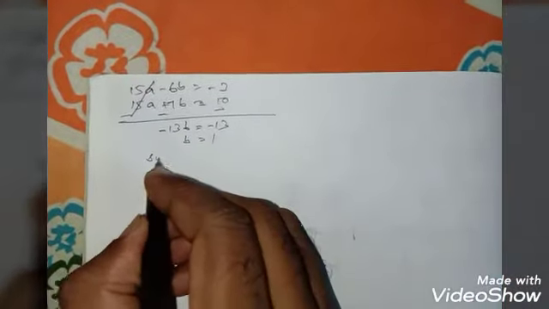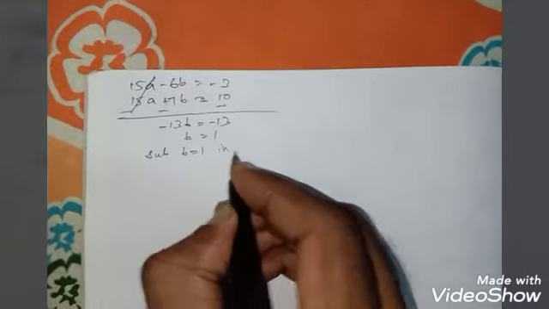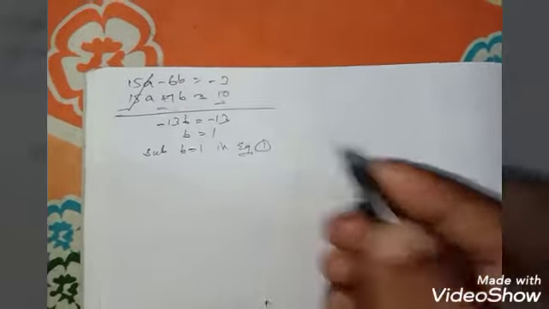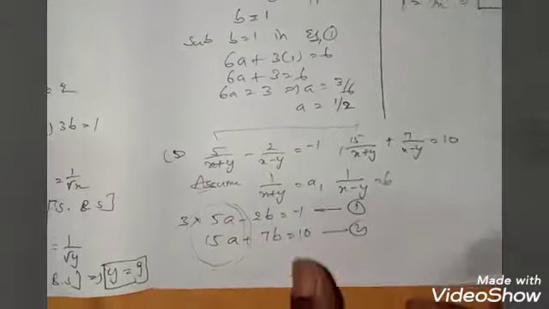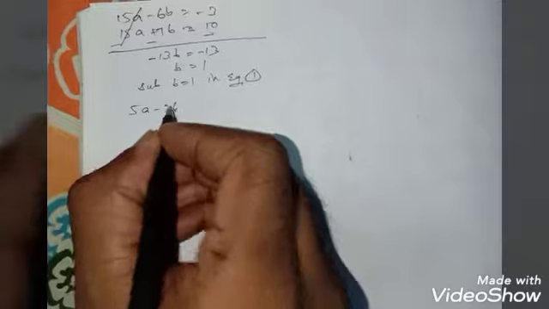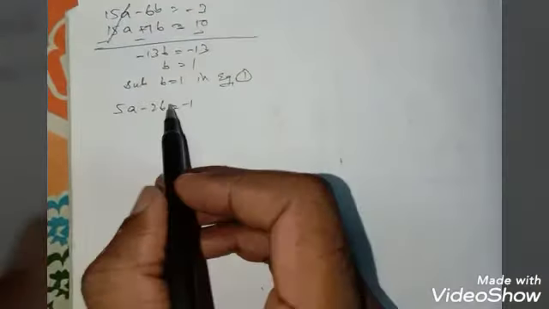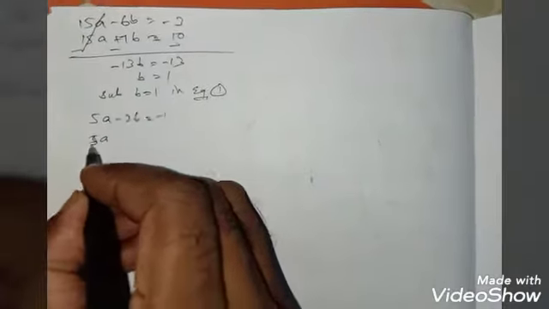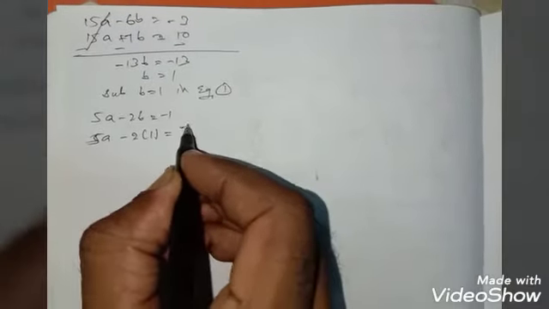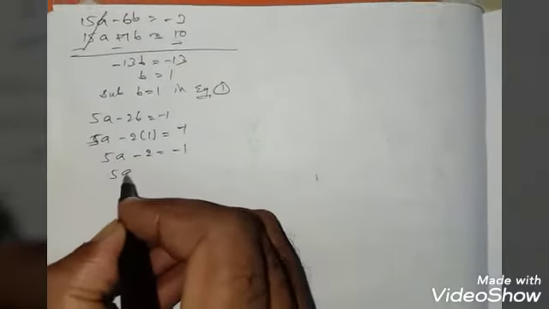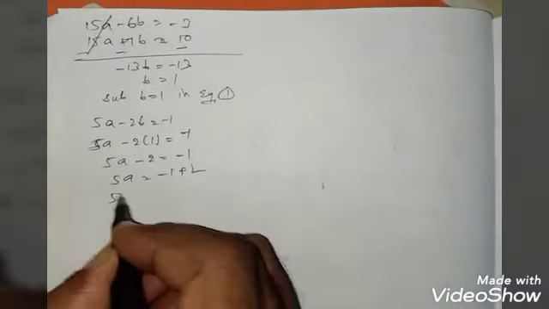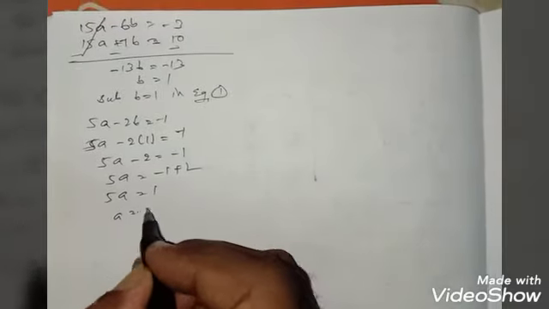Now substitute this b is equal to 1 in equation number 1. So what is equation number 1 here? Equation number 1 is nothing but 5a minus 2b is equal to minus 1. So in this substitute the b value, that is 5a minus 2 into 1 is equal to minus 1. So 5a minus 2 equal to minus 1. So 5a is equal to minus 1 plus 2. 5a is equal to 1. a is equal to 1 by 5.